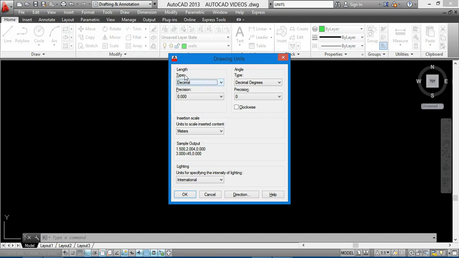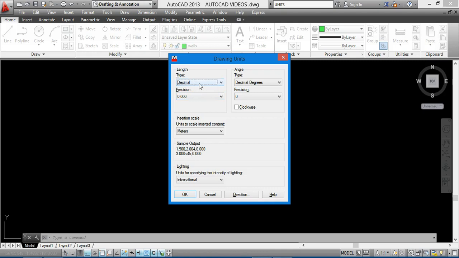So here if you click on this arrow, you will see that there are different types of systems in which you can work. Out of that, there are two systems which we normally work in, that is, architectural, which will mean feet and inch, and second is decimal, which will mean metric system.